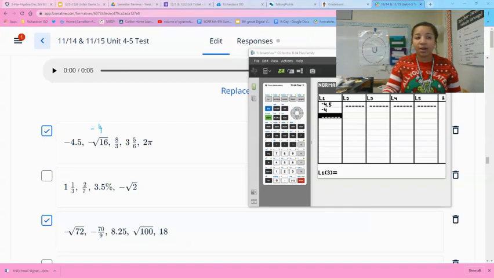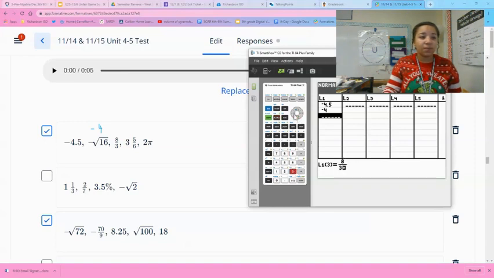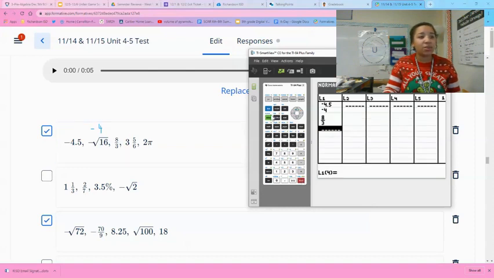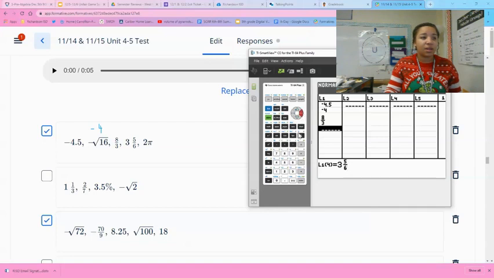Okay, then I'm going to have 8/3. So I'm going to do alpha x 8/3. Then I'm going to put this fraction, I'm going to do alpha x. I'm going to go to the left so I can put 3. Then I'm going to go back, put 5, and then go down and put 6. And then we're going to press enter.